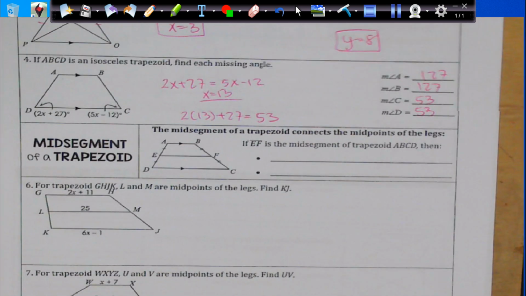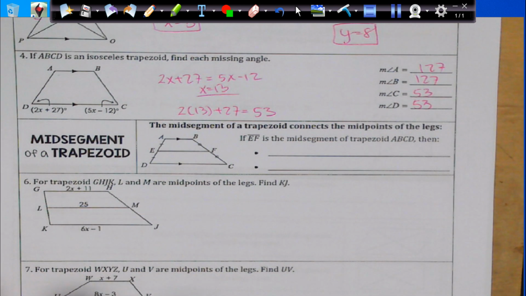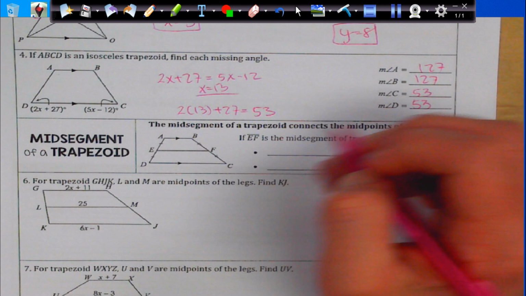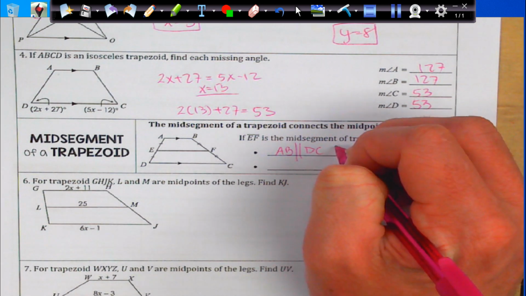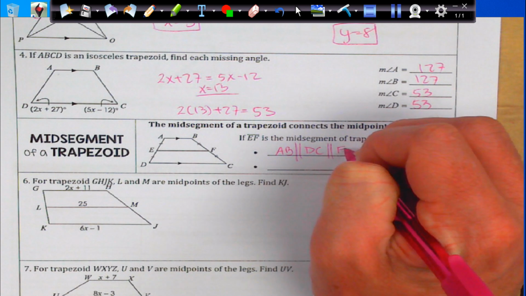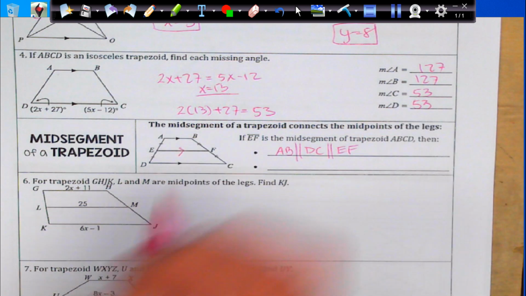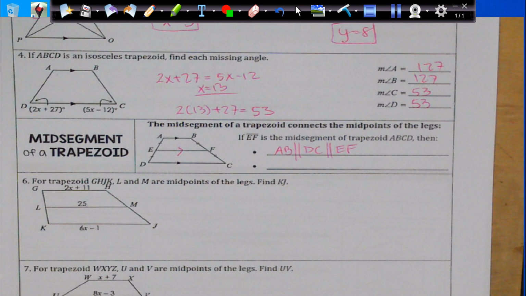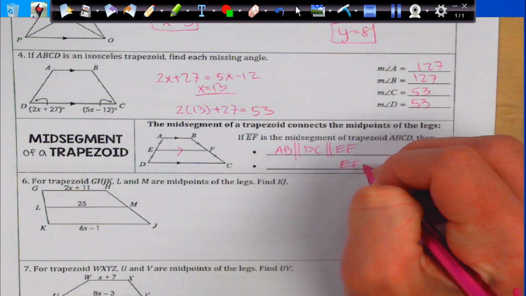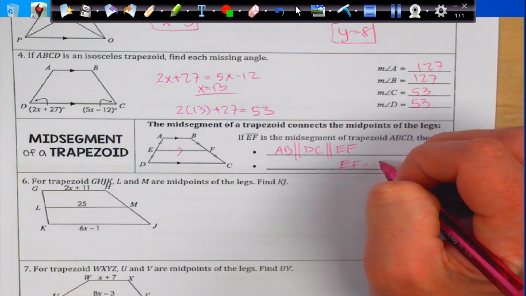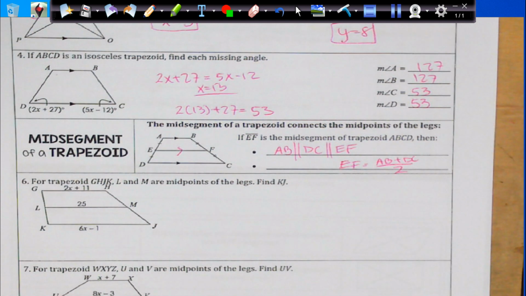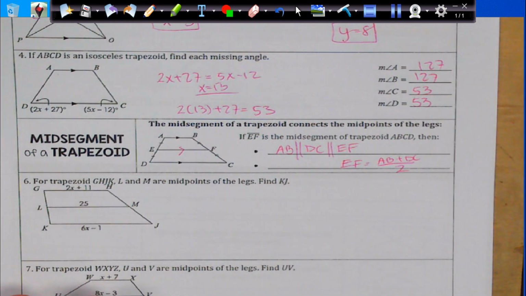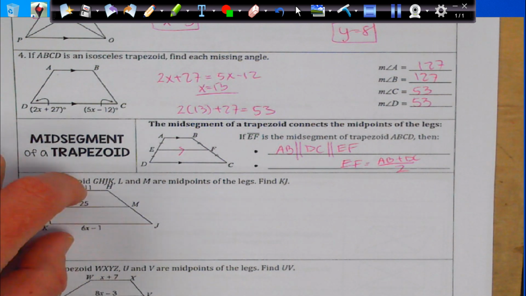Last but not least, we have the mid-segment of a trapezoid. So if EF is the mid-segment of the trapezoid, then we know that AB is parallel to DC, which is also parallel to EF. So these are all parallel, so we can put a little parallel mark there. And then we also have this really unique relationship where EF is equal to AB plus DC divided by 2, also known as just the average. So I'm going to show you that in this demonstration right here.